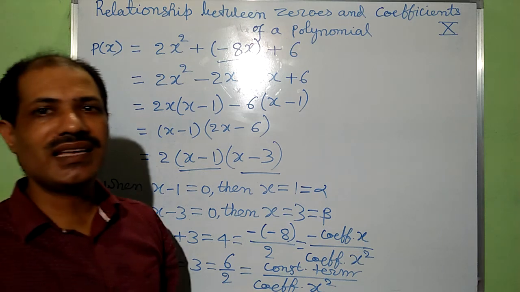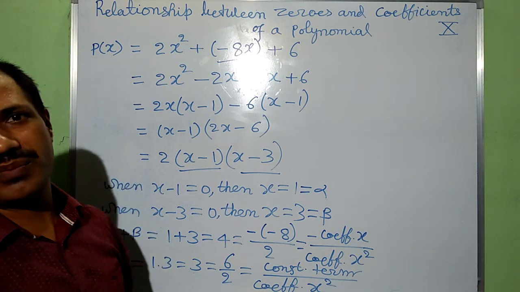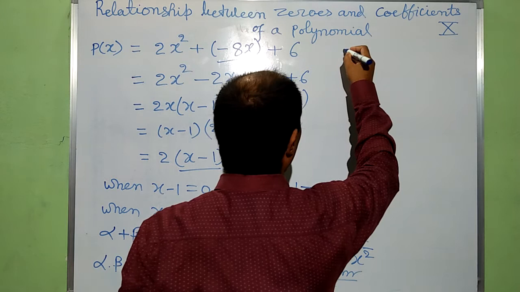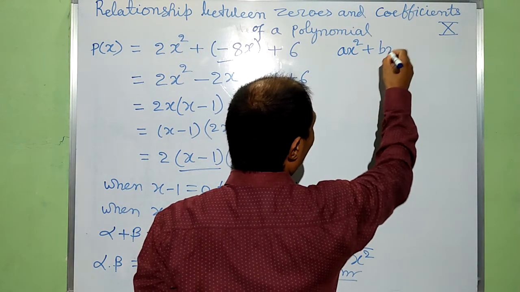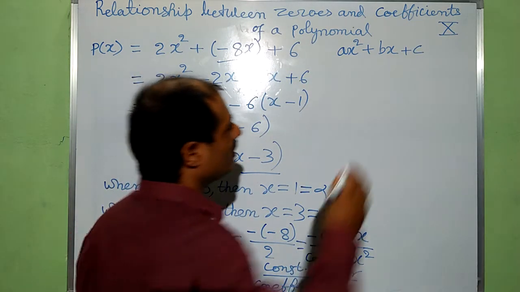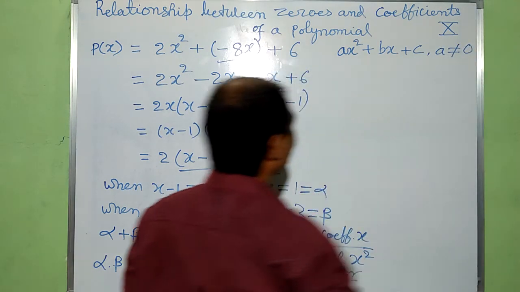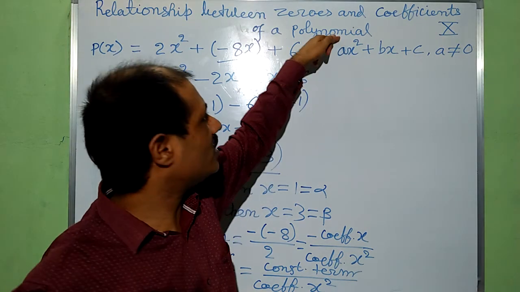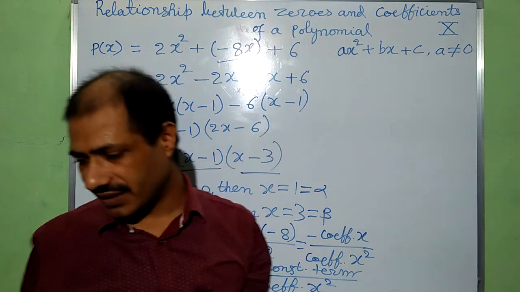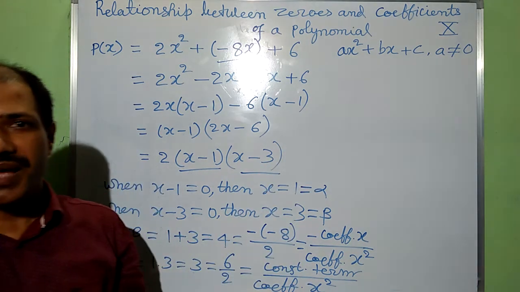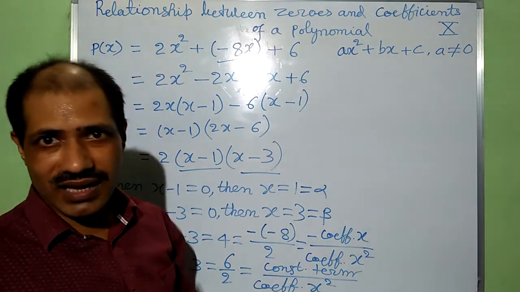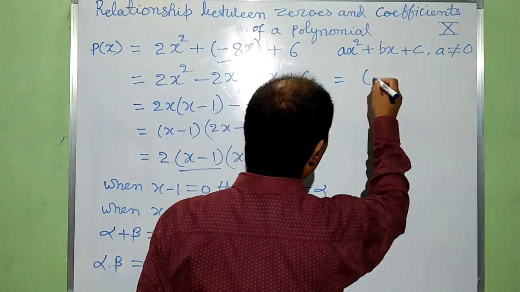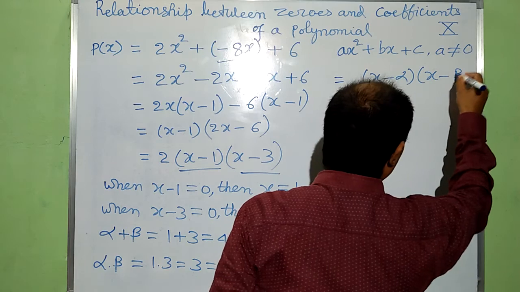Now I am going to generalize it. I am going to relate this for a general polynomial. As we know, ax square plus bx plus c is a general polynomial, where a is not equal to 0. This is a quadratic polynomial, so it will have a maximum of 2 zeros. Suppose these zeros are alpha and beta. With the help of these zeros, we can find its factors. If alpha and beta are its zeros, then x minus alpha and x minus beta are its factors. Then we can write it with the help of factors as x minus alpha into x minus beta.